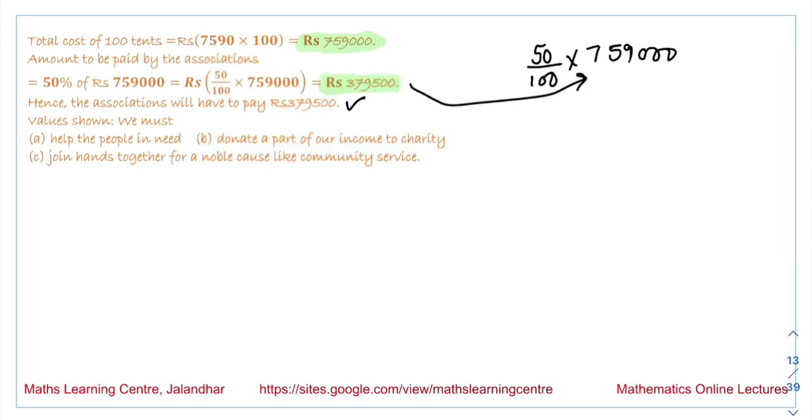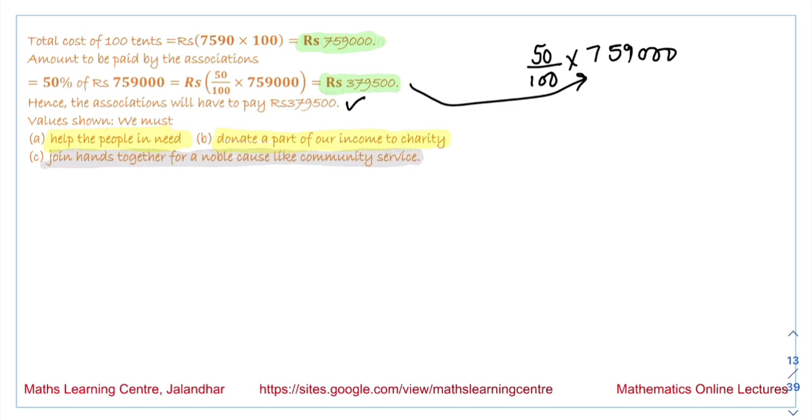Now the next we have is, what values are shown by these associations. So the values shown are: help the people in need, or donate a part of our income to charity, or join hands together for a noble cause like community service. These are the values shown by these associations which help the needy people.